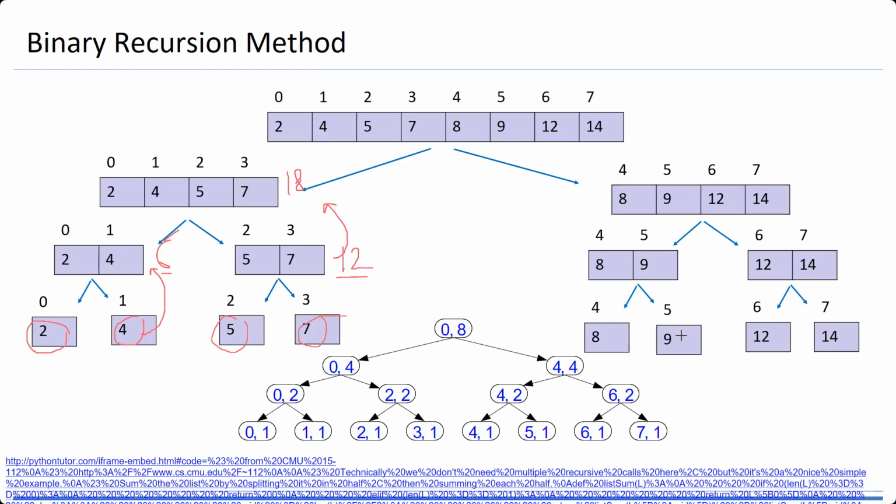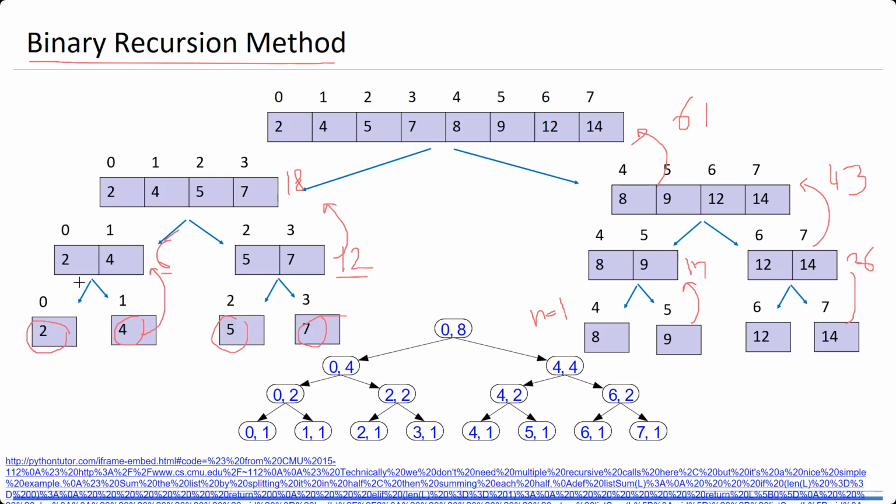What about here? Until we split to N equals 1, we have this result is 17 and this result is 26. And then we go up to this level, the result will be 43. And then we come up to the original level and we get the result 61. So that's the way to do the binary recursion method.